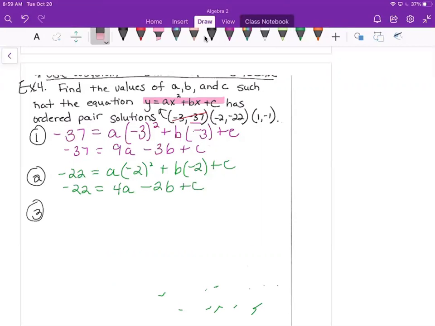And finally, for our third equation, I'll do that one in orange. Let's see if you guys can see this one. I'm going to cross that one out. It's done. So in place of y, I'm going to put -1. In place of x, I'm going to put +1.